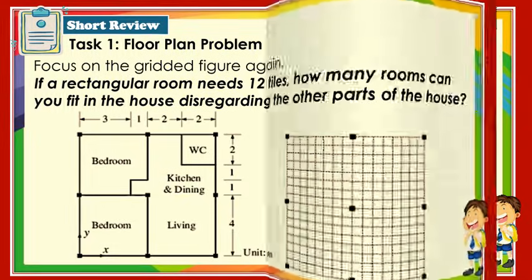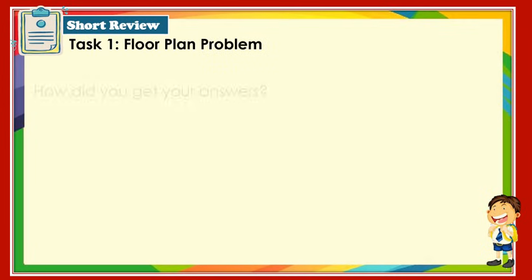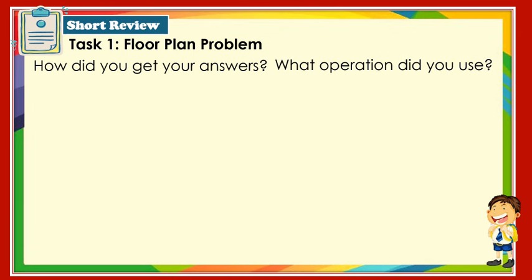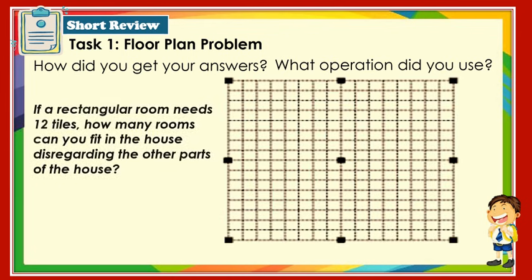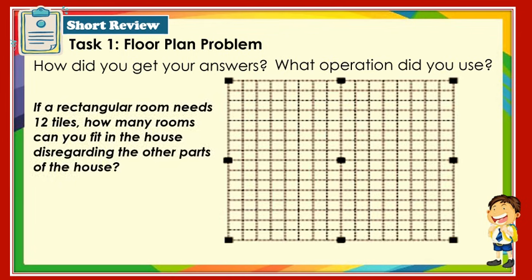Our problem would be, if a rectangular room needs 12 tiles, how many rooms can you fit in the house, disregarding the other parts of the house? So what operation did you use? Again, we will use the same process. We will divide 256 tiles by 12 tiles. So 256 divided by 12 equals n. That is our equation for the problem.